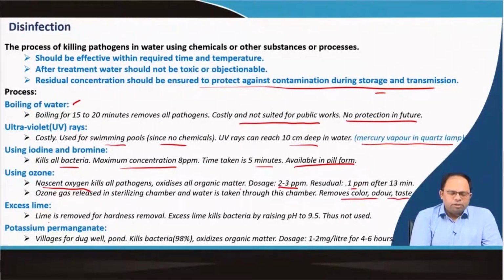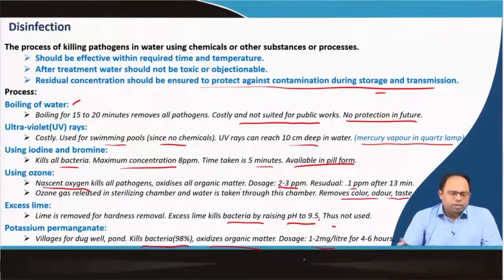Excess lime we can also use. While we use lime for removal of hardness, that we have learnt earlier, we can give excess lime that will result in killing of bacteria, and it raises the pH to 9.5, and because it raises the pH, it is usually not used. Potassium permanganate is a solution for rural areas. In villages for dug wells, ponds, we can use potassium permanganate, and this kills bacteria up to 98% and oxidizes organic matter. Dosage is around 1 to 2 milligram per liter for 4 to 6 hours.